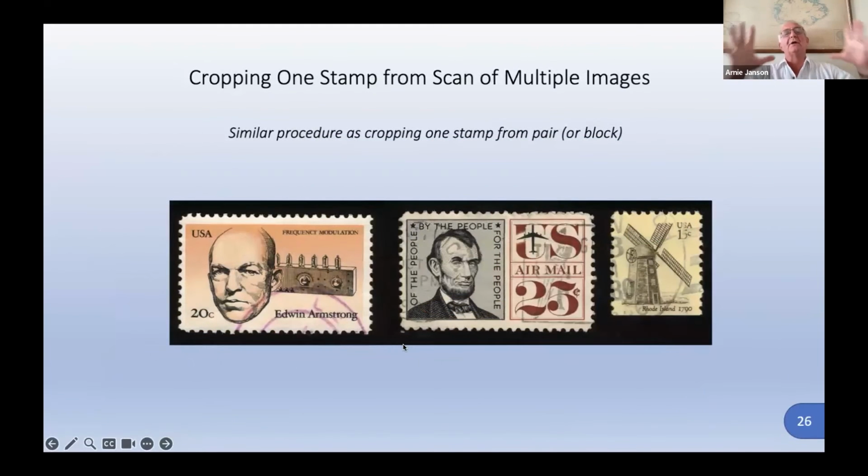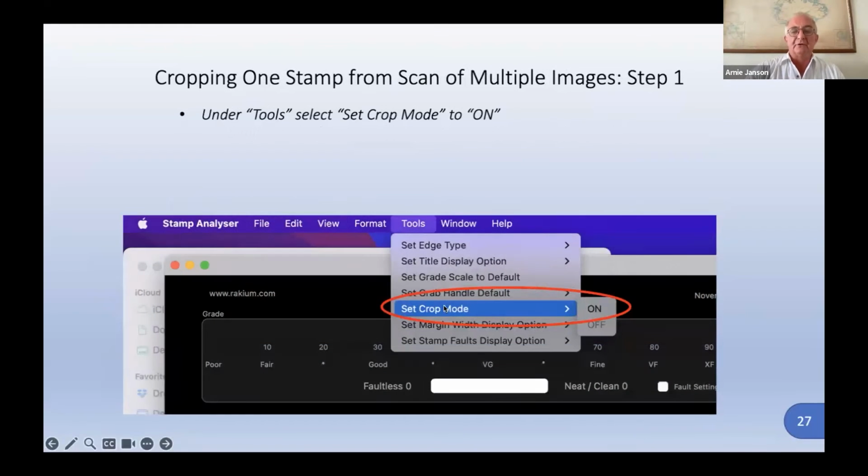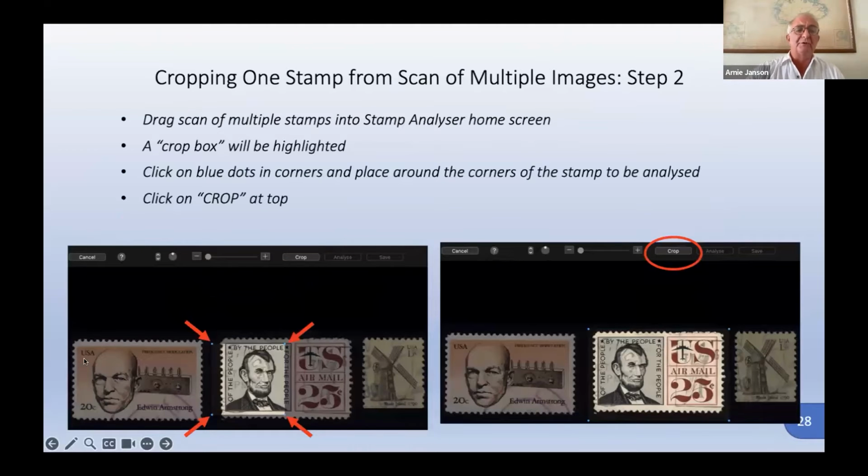If you had a stock sheet, for example, that had 10 stamps on it and you wanted to do a perforation of one stamp, or 2 stamps, it'd be easy to take your scan. Again, you set the crop mode to on, and then you take that whole image of the multiple stamps, paste it into the startup screen.